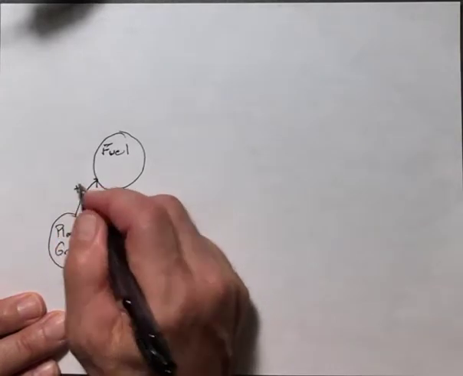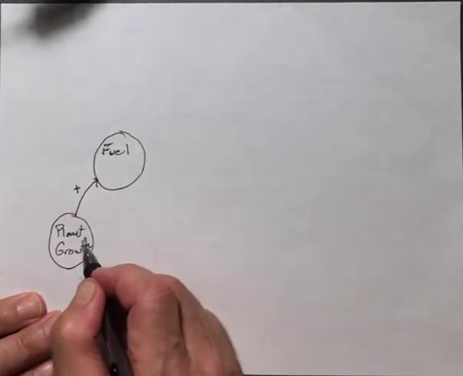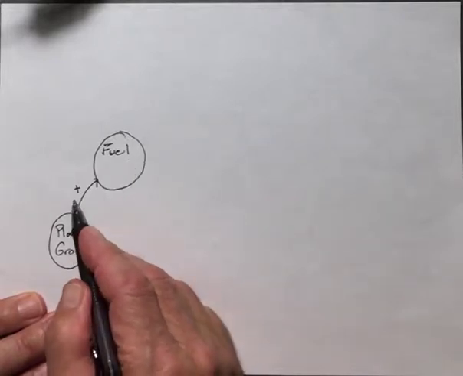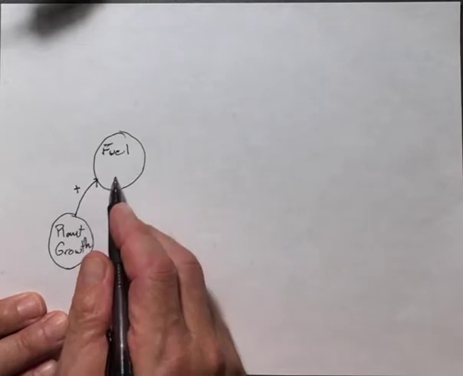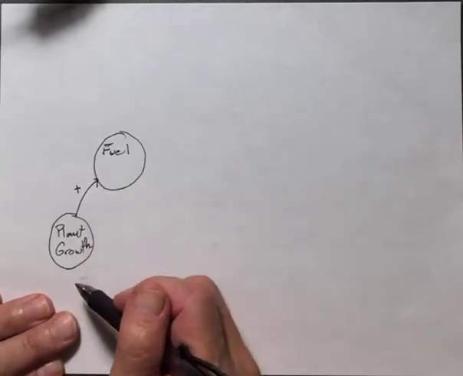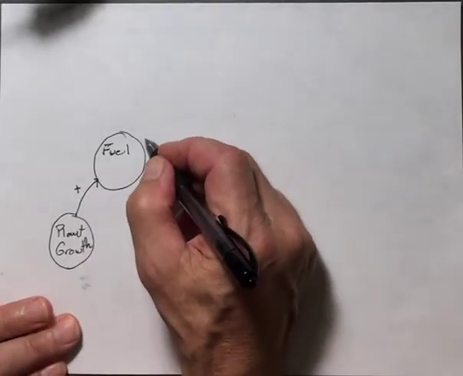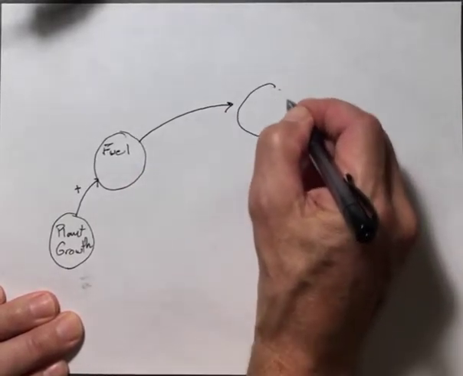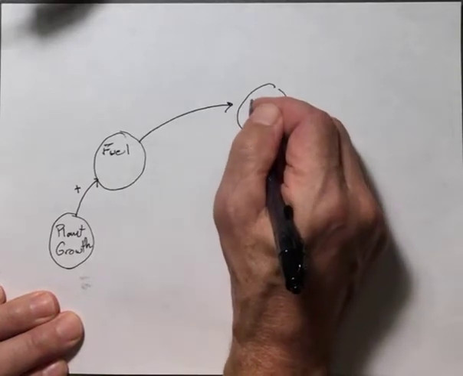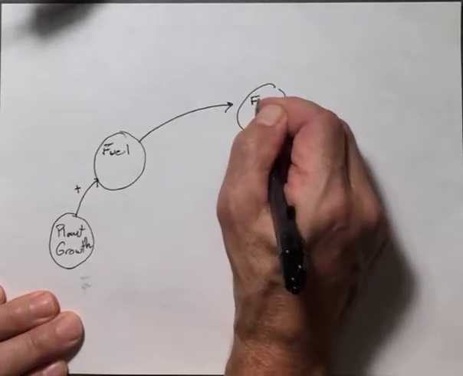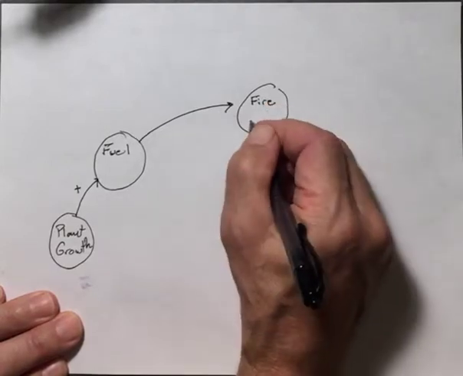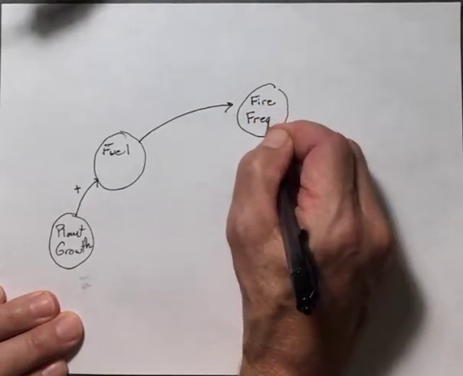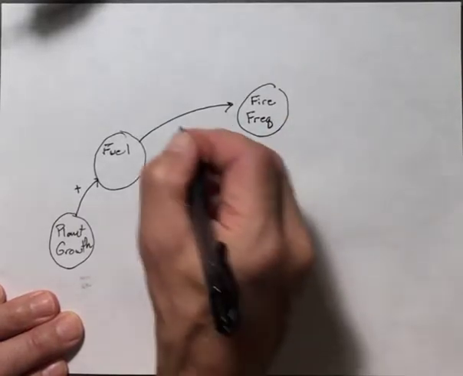So we create a little system here in which more plant growth means more fuel, and that's what we mean by this little plus sign right here. So more plant growth leads to more fuel. Of course, the more fuel there is, the more likely it is that fire will burn. So that leads to more frequent fires. The more fuel you have, the more frequent your fires are.